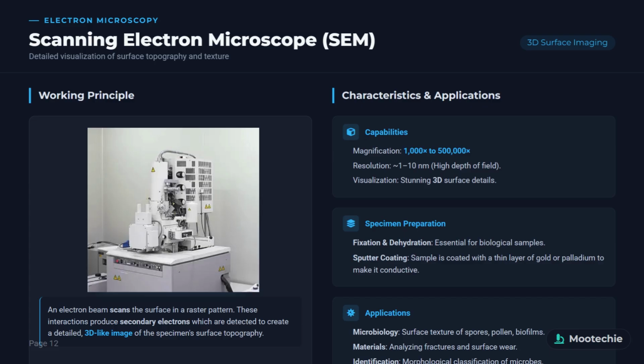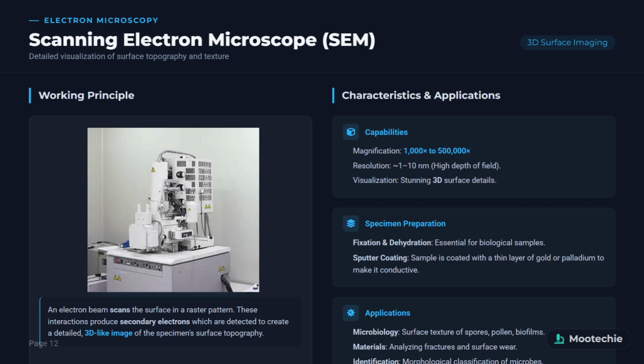Samples, especially biological ones, must be carefully prepared, fixed, dried, and coated with a thin layer of metal to conduct electricity. It's used to study the surface texture of spores, pollen, biofilms, and also invaluable in material science.